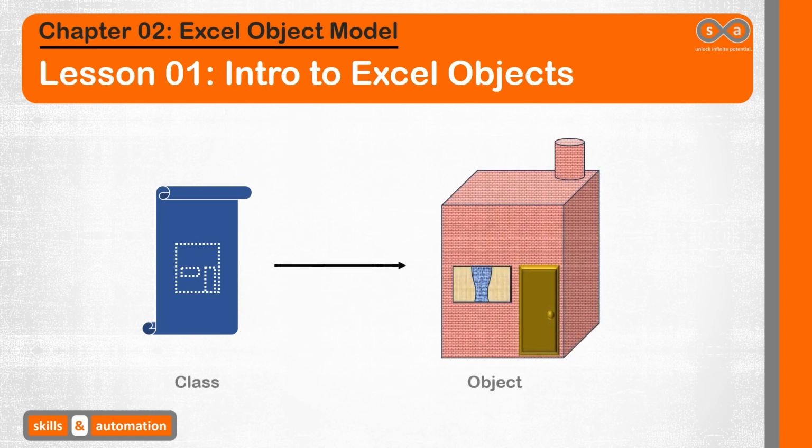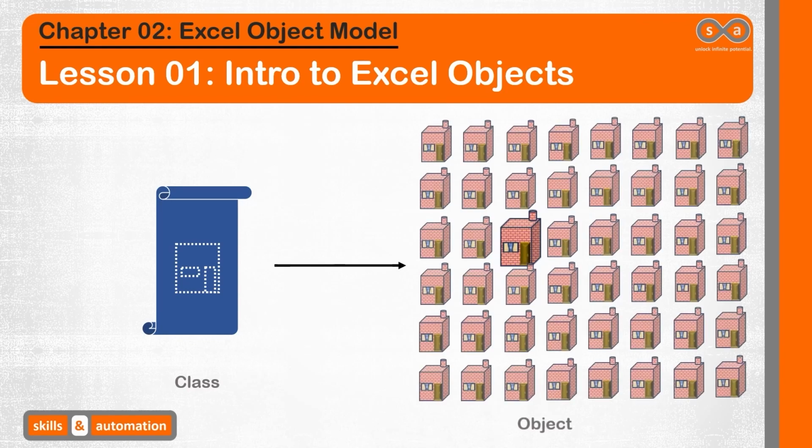In VBA terms, a class is the blueprint of an object. It defines the methods and properties that will be made available with the object. And an object is an instance of a class. You can create 100 houses from one blueprint. Similarly, you can create multiple instances of objects from a single class, which in our case is the house class.